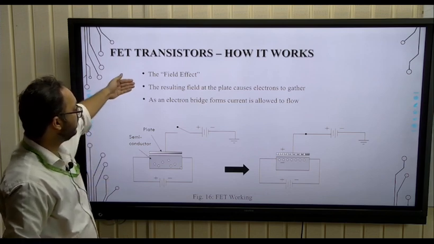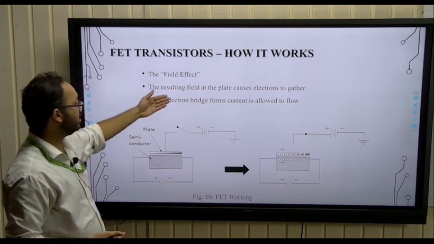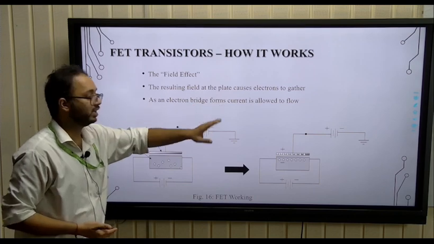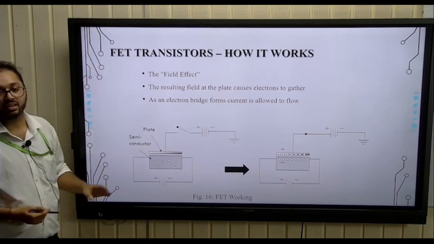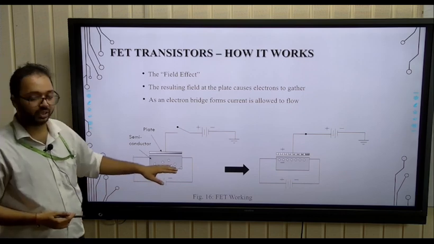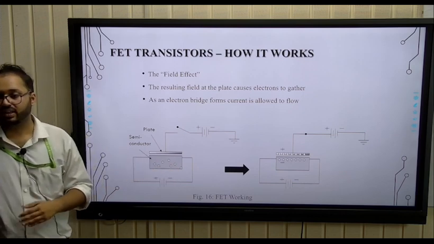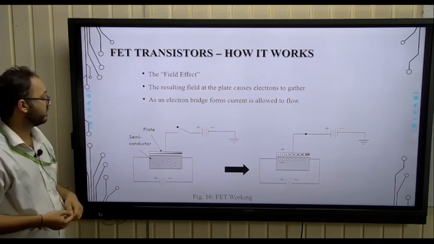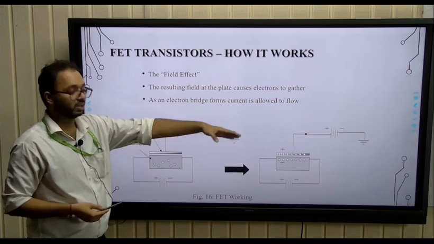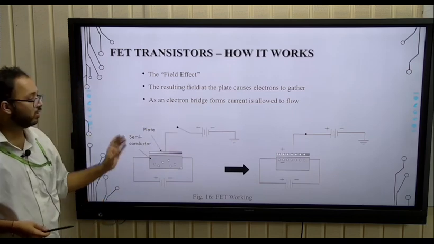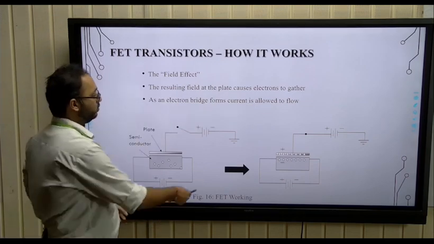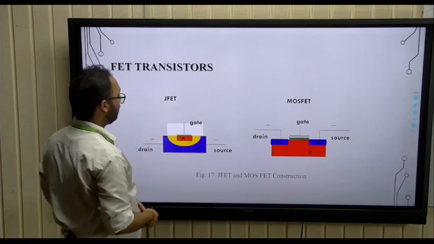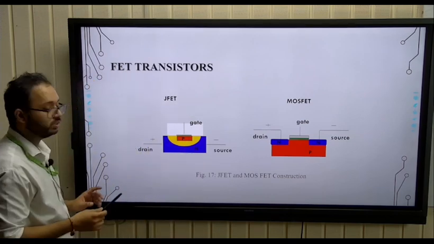So what is called the field effect here is that the resulting field at the plates causes electrons to gather. This can also be in reverse, that if we are talking about P type, it is holes which are getting gathered on the top surface. As an electron bridge forms, current starts to flow. We can also say as a holes bridge forms, the current starts to flow. Now we have talked about how the gate works.